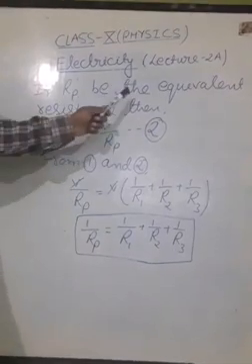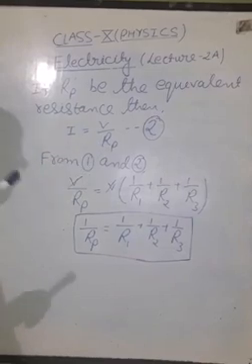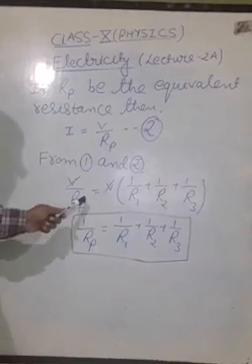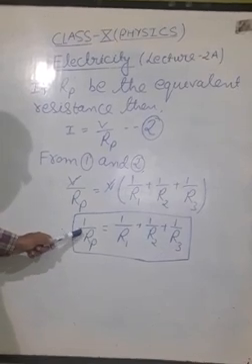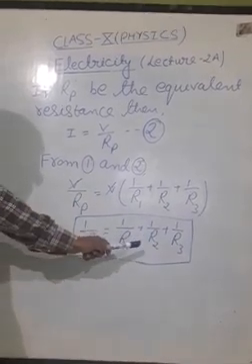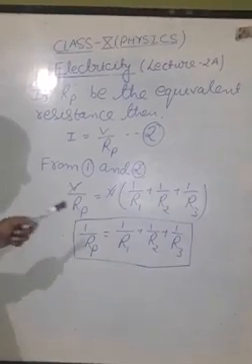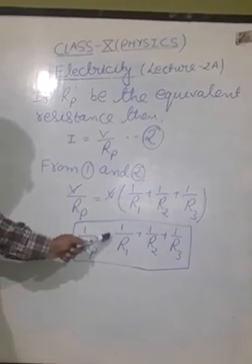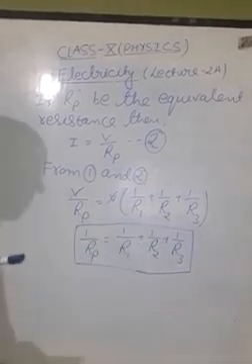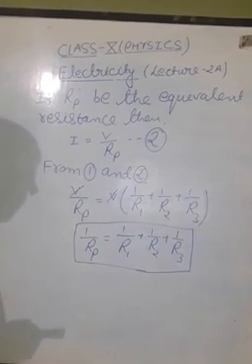If Rp be the equivalent resistance, then I equals V by Rp. From 1 and 2 we get this, and after simplification the expression for equivalent resistance is this. So what we see in parallel grouping, the reciprocal of equivalent resistance equals the sum of reciprocals of each resistance. So this is all about this class.